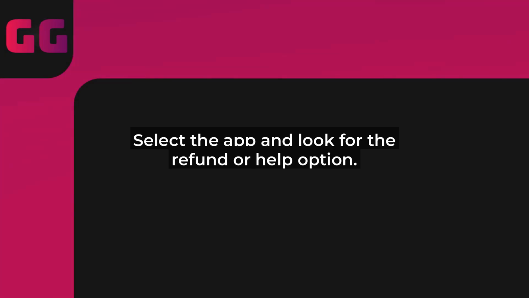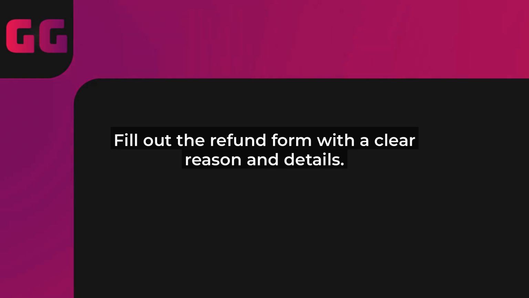Step 3. Fill out the refund request form. You'll need to explain why you're requesting a refund. Be honest and clear, like saying it was an accidental purchase or the app crashed repeatedly. Google might ask for more details, so provide any screenshots if you have them.